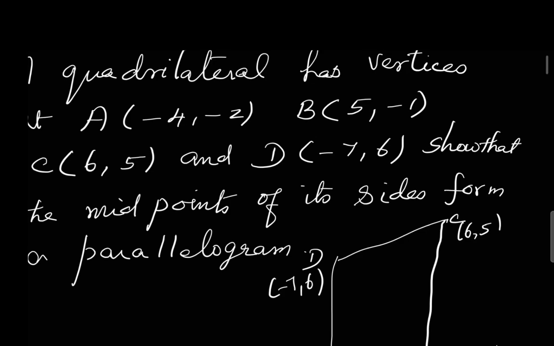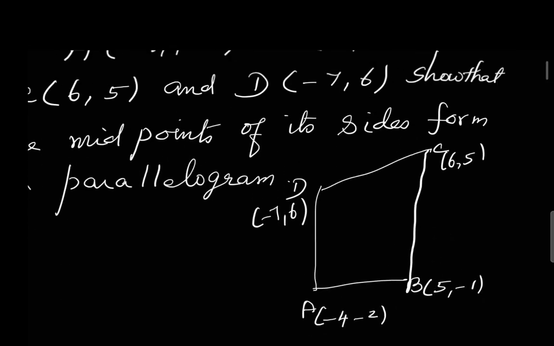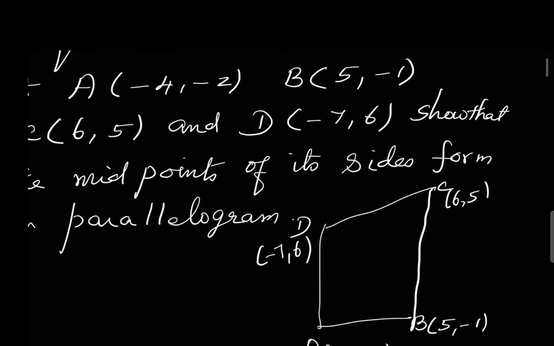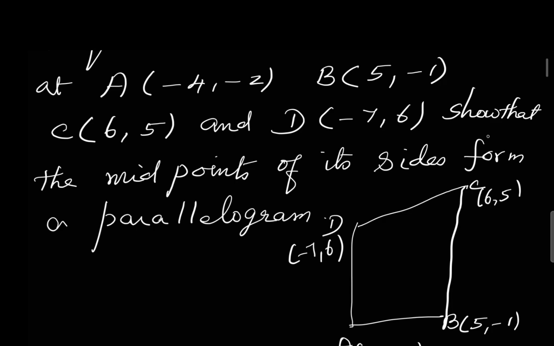So, these four vertices need not form a parallelogram. There is no condition; it is just a four-sided figure. Here, you have to show that the midpoints of its sides form a parallelogram. Let me mark P, the midpoint of AB, Q, the midpoint of BC, R, the midpoint of CD, and S, the midpoint of AD.